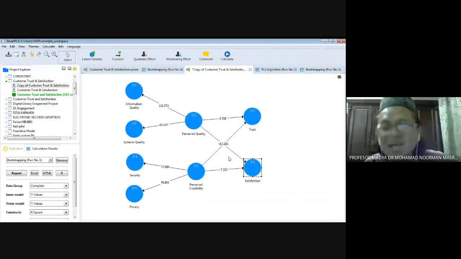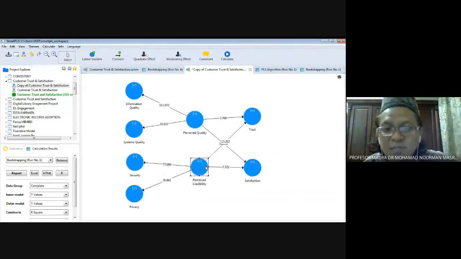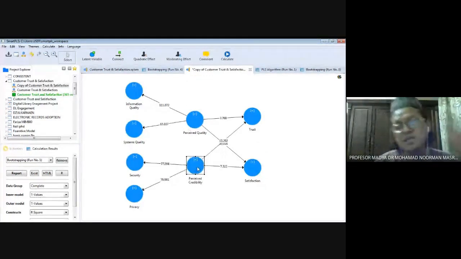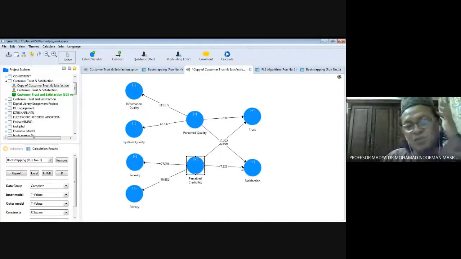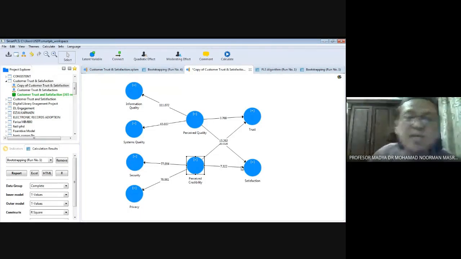Actually, this same model has already been published. I already published this paper based on exactly this model. This is by one of your seniors. He did his master under my supervision. Because the model is good, I published the paper together with him in a journal indexed by Scopus.